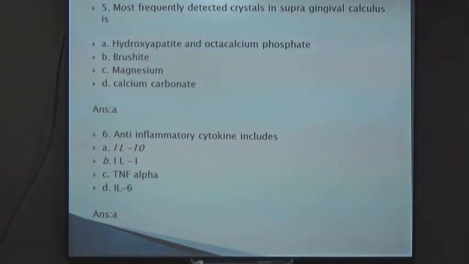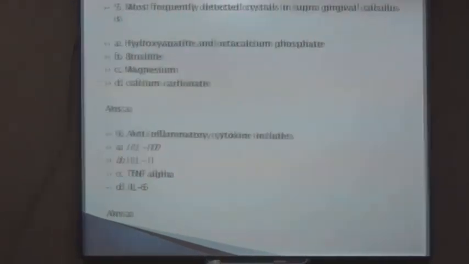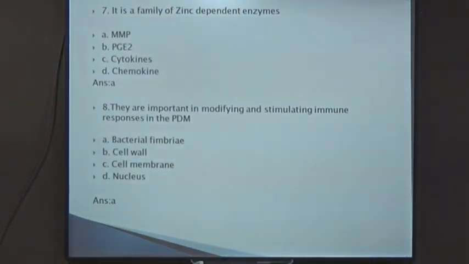And here the anti-inflammatory cytokine is interleukin 10. See, remember, anti-inflammatory. Why is it called anti-inflammatory? When there is interleukin 1, TNF-alpha, interleukin 6, all three are called pro-inflammatory. So naturally interleukin 10 is anti-inflammatory. It is a family of zinc dependent enzymes, which one? MMP. It is a zinc dependent enzyme. Why? Because chemokine is a cytokine. Cytokine is already written. PGE2 is not, and MMP is a zinc dependent enzyme. Okay, they usually ask this.